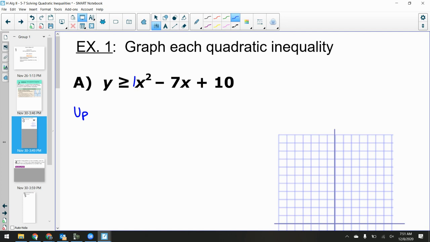Remember, the formula for the axis of symmetry is x equals negative b over 2a, where a is 1 and b is negative 7. So that's going to give me negative 7 over 2 times 1, so positive 7 over 2. So let's say, okay, 7 over 2 or 3.5.